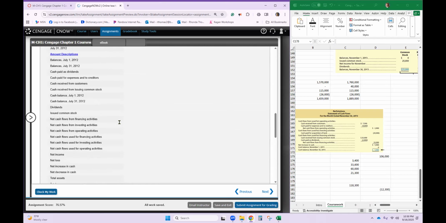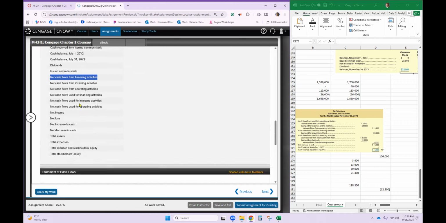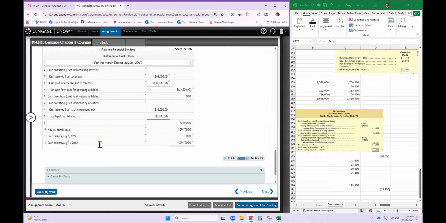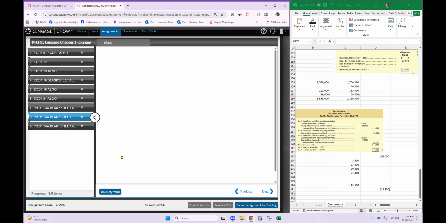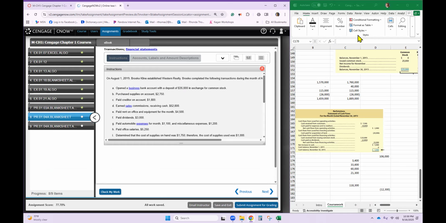Okay, net cash flows from financing. This one right here. Okay, I think we've got this one now. So there was nothing in this section that affected cash. Okay, so I think we're finished with that one. Now the last one is this one. And this is the grid.